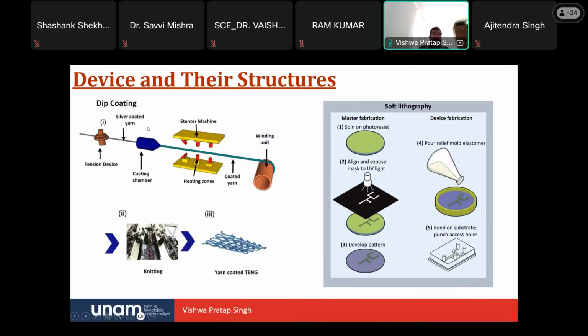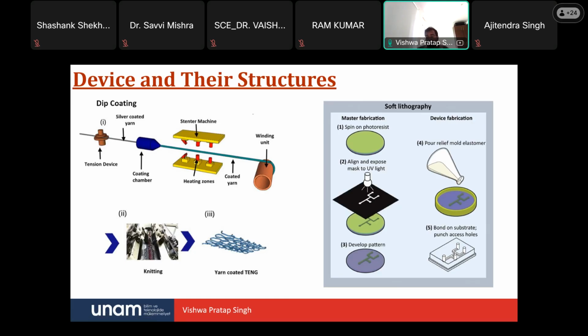Another way of making triboelectric materials is one I came across when I went to the EMRS conference. There was a professor from Loughborough University in the UK. They showed their work on the dip coating process. In dip coating, what they are doing is, they have a yarn. The yarn could be of nylon, or it could be wool.